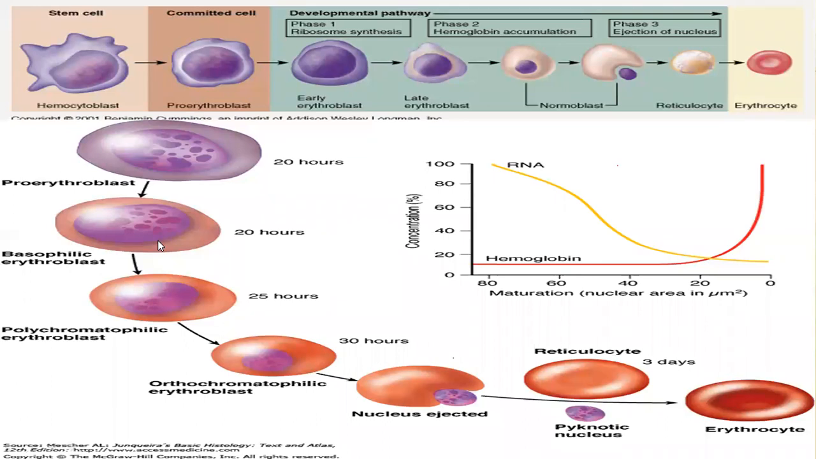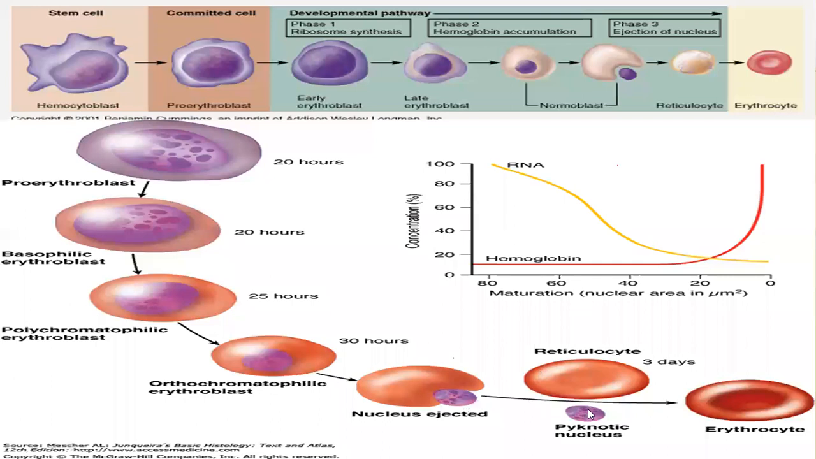And then as you start producing hemoglobin, it becomes a polychromatophilic erythroblast. So you have polychromatophilic erythroblast because you have accumulation of hemoglobin. So at this stage, it will also take about 25 hours for it to differentiate into orthochromatophilic erythroblasts, then later on to become a reticulocyte. For it to become a reticulocyte, you need to eject the nucleus.